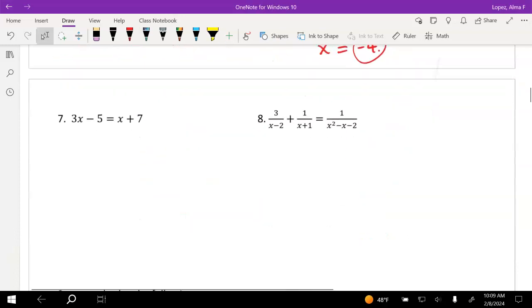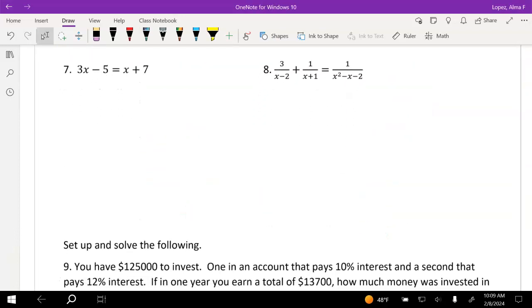Okay, let's continue. Two more from section 1.2. Remember, your tests will be exactly in this order, same directions, same number of problems, just different problems. All right, on number 7, it's a nice linear form.